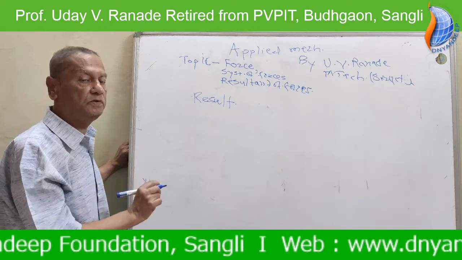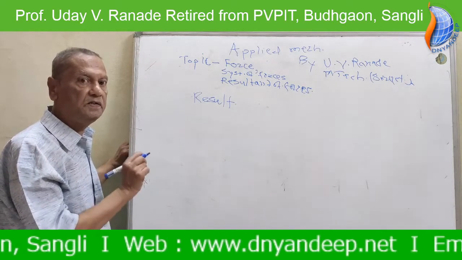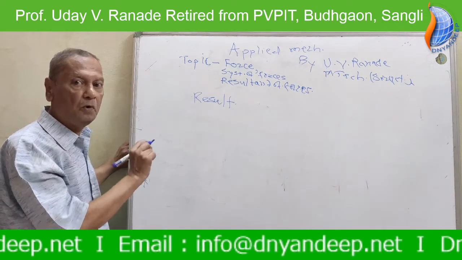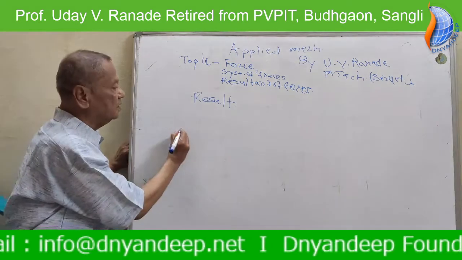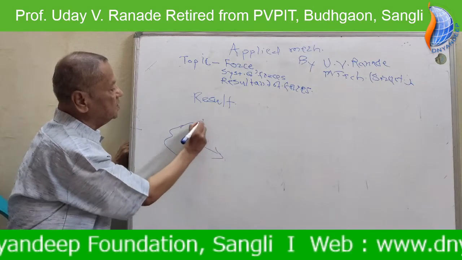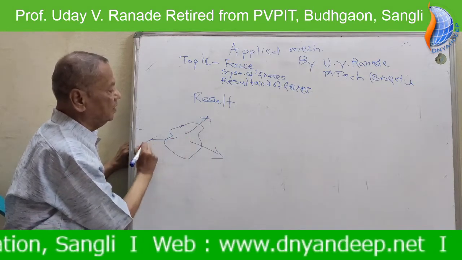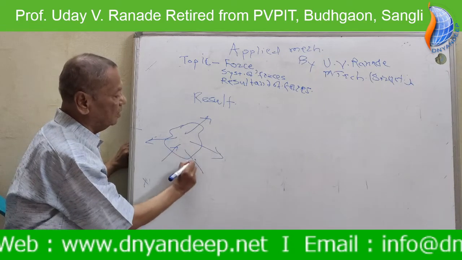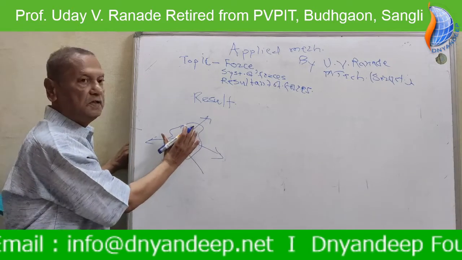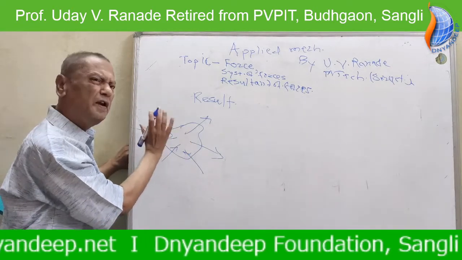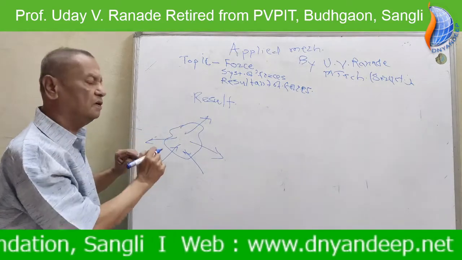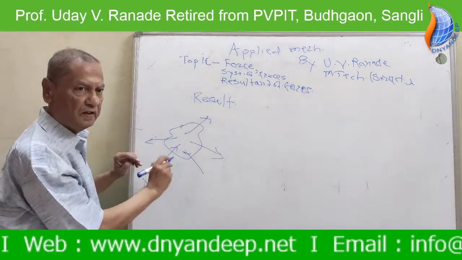Resultant is a single force that has the same effect as that of a number of forces. Suppose this is a body and there are different forces acting, either coplanar, concurrent or non-concurrent, whatever it is. Consider a stone or any body. Now, suppose different forces F1, F2 like that are acting.